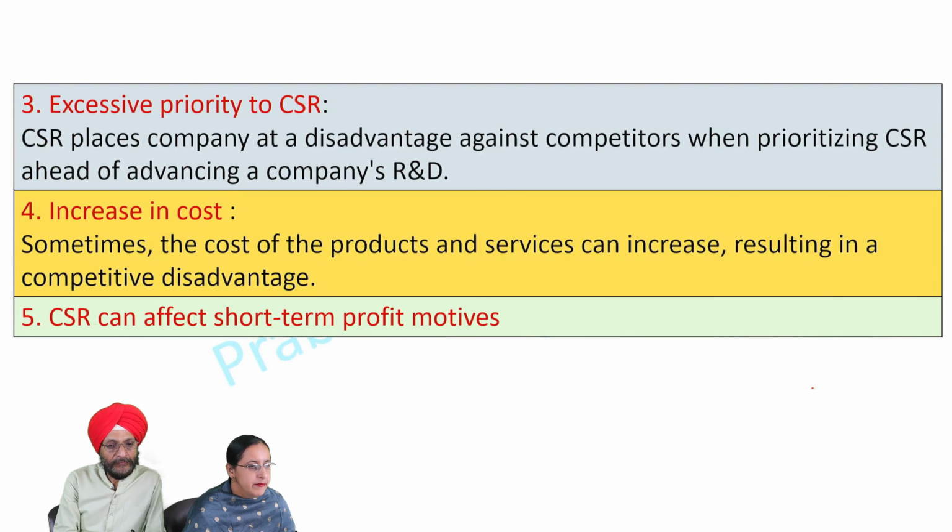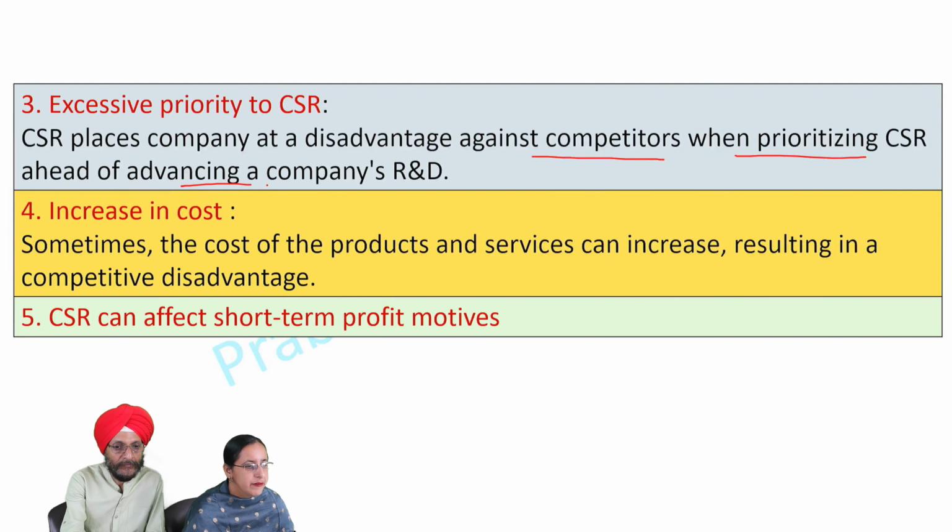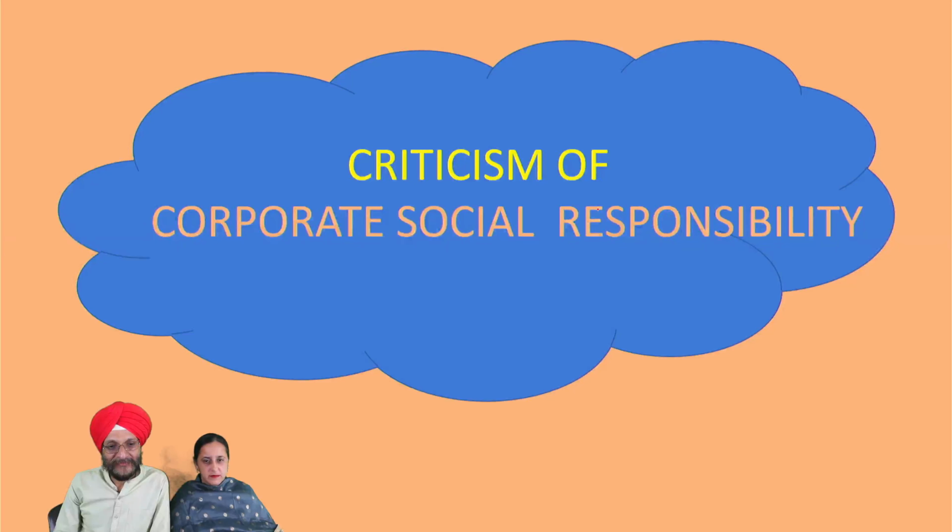Third, excessive priority to CSR. CSR places company at a disadvantage against competitors when prioritizing CSR ahead of advancing a company's R&D. Fourth, increase in cost. Sometimes the cost of the products and services can increase, resulting in a competitive disadvantage. Fifth, CSR can affect short-term profit motives.